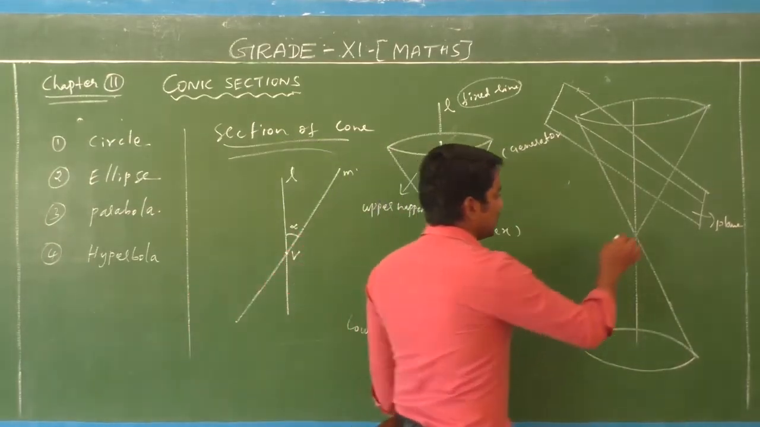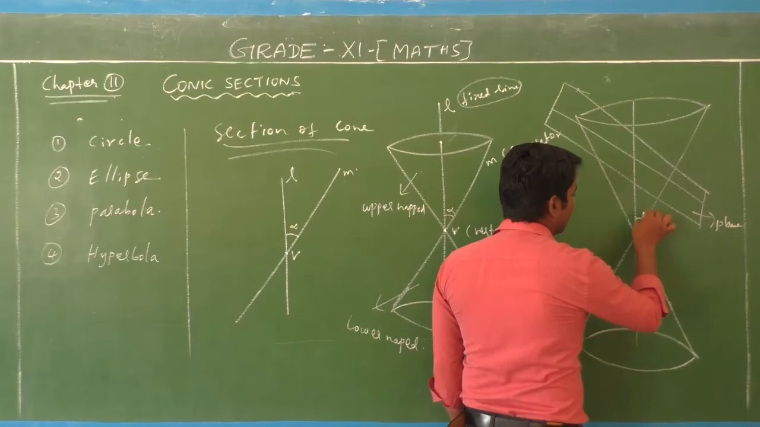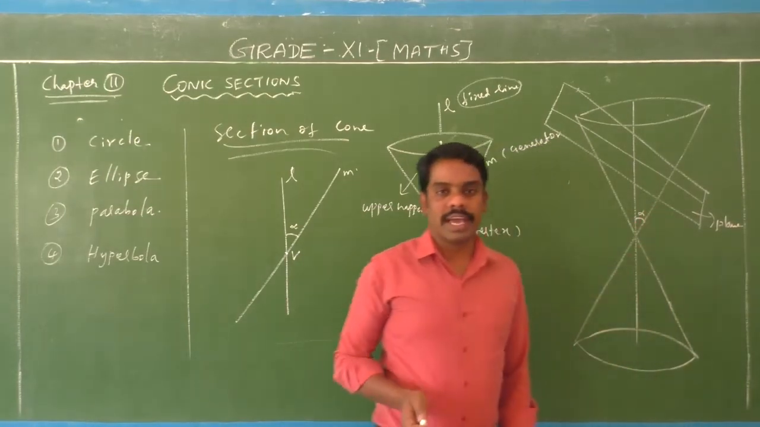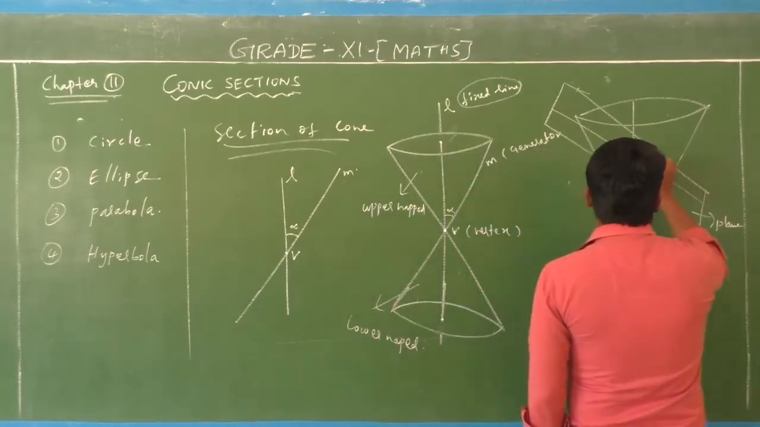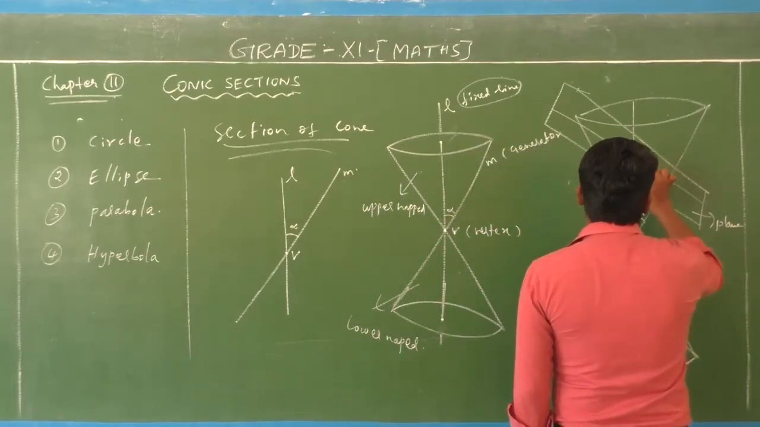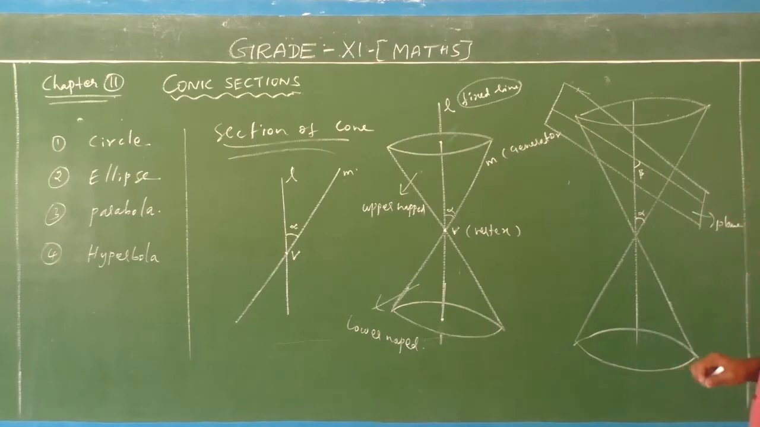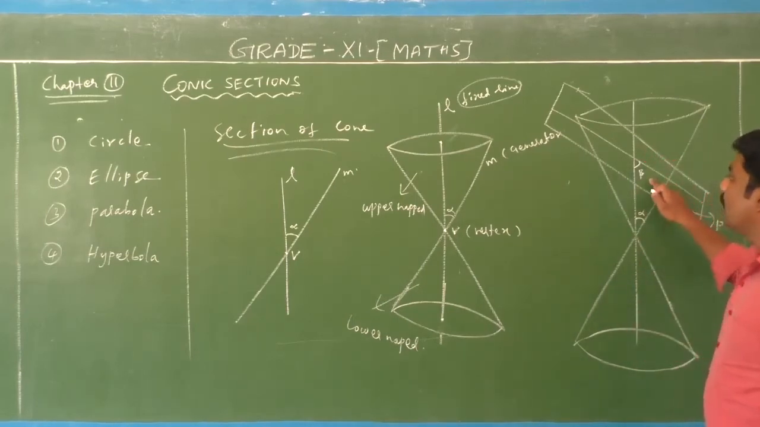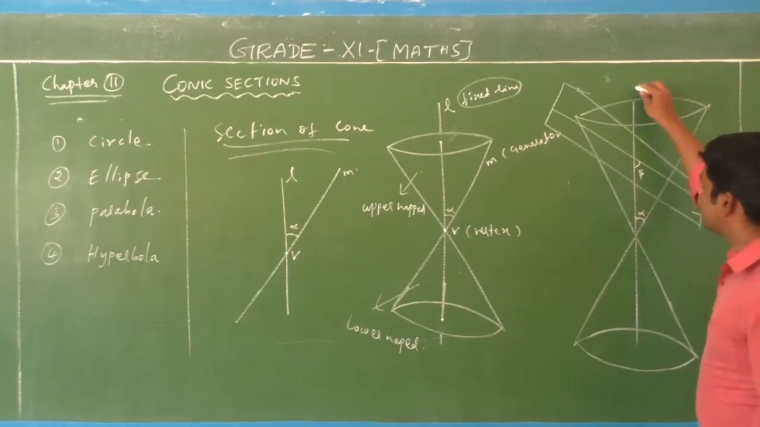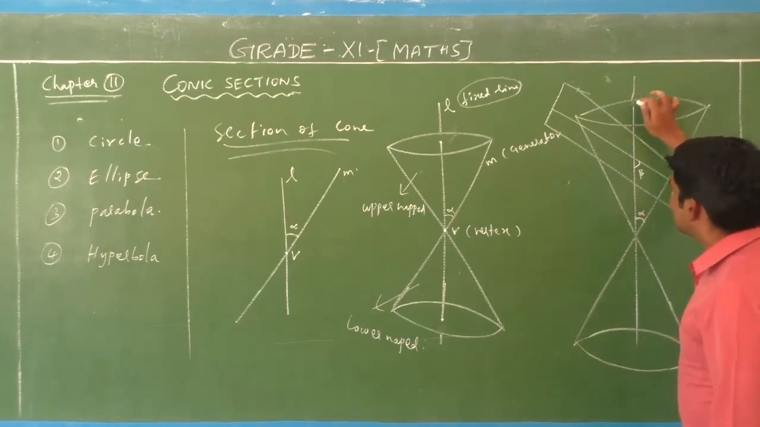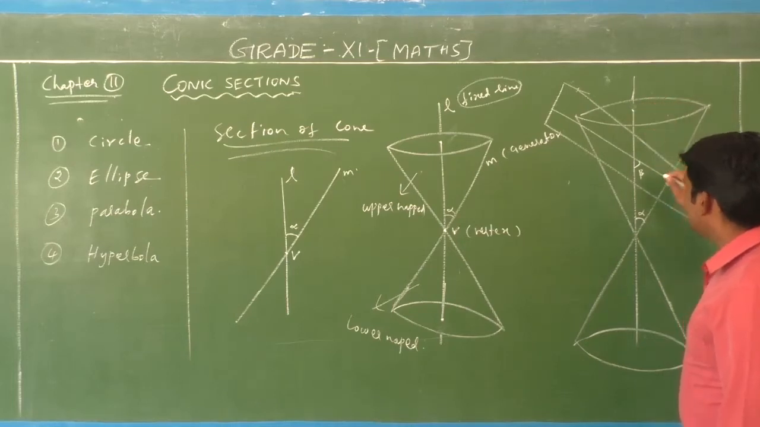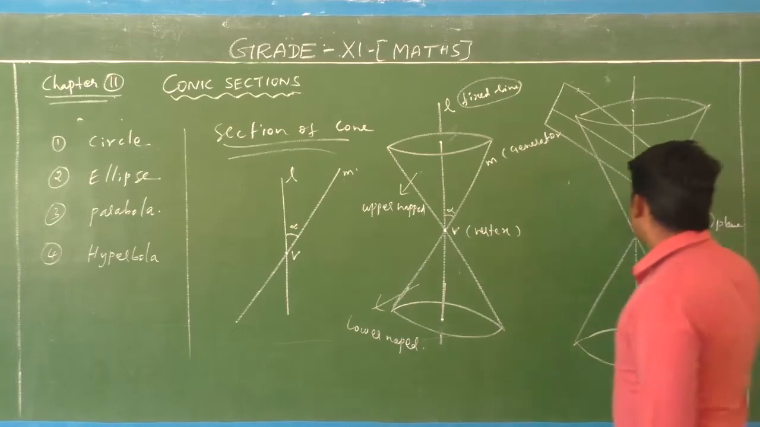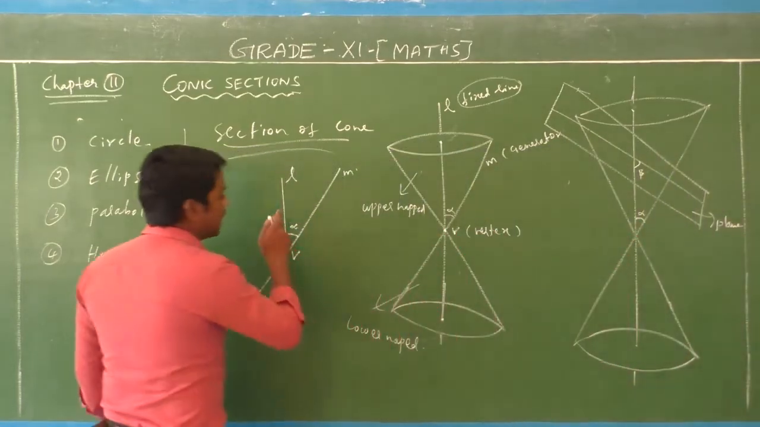Already you know this is alpha. Alpha is called the angle of inclination between the vertical line and this cone. Right. Here this is beta. Beta is the angle made by the vertical line L and this plane.